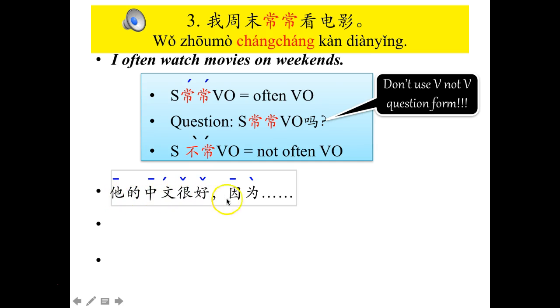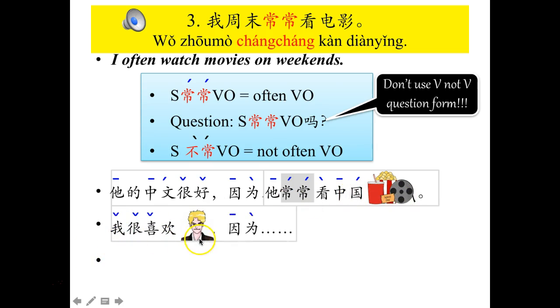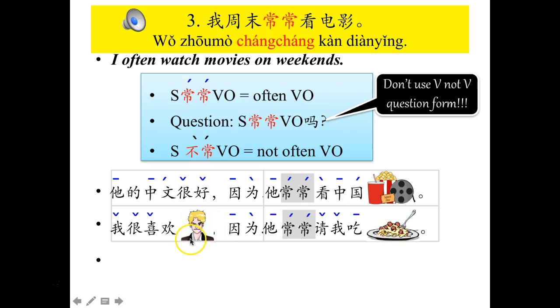他的中文很好，因为 his Chinese is good because 因为他看中国电影。好 he watched Chinese movie. How about he watched Chinese movie very often? 他常常看中国电影。我很喜欢高文忠，因为 I like 高文忠 because 因为他请我吃晚饭。Add 常常 before your verb. 因为他常常请我吃晚饭。Now you may ask, 你为什么喜欢高文忠？Now you can say, 我很喜欢高文忠，因为他常常请我吃晚饭。Next.